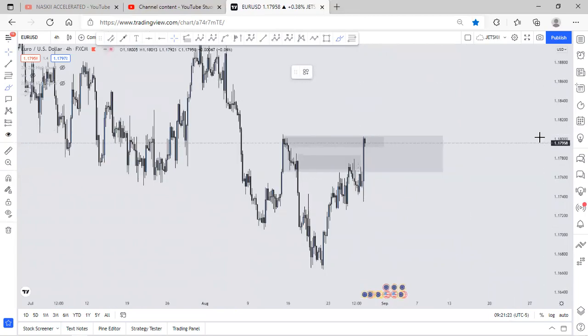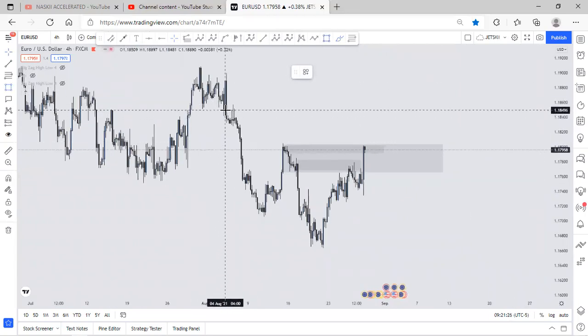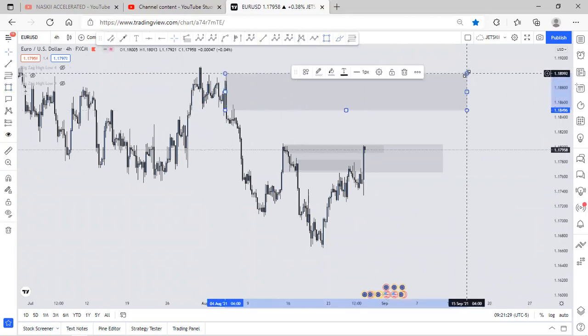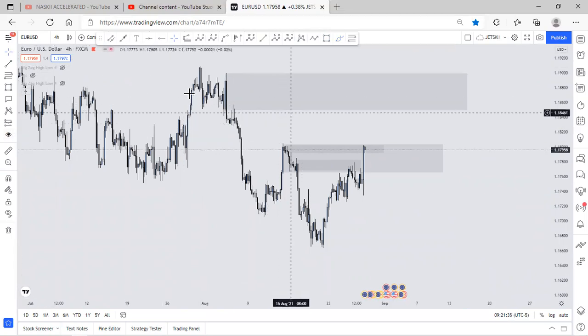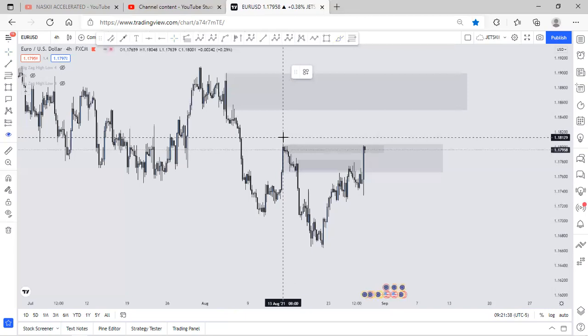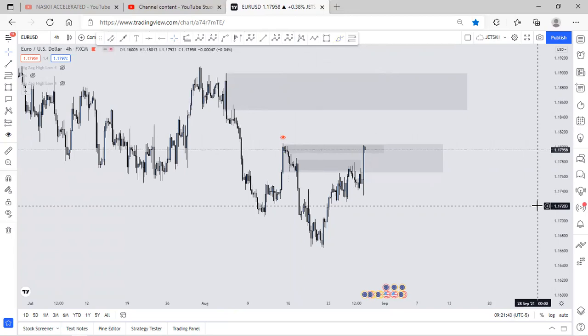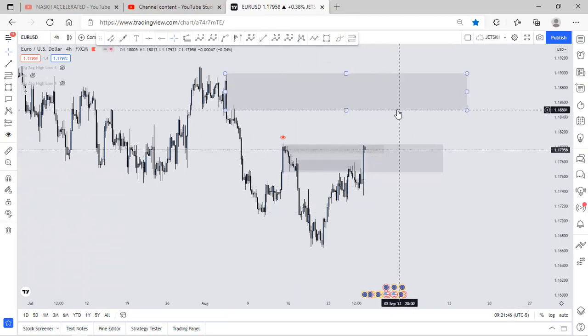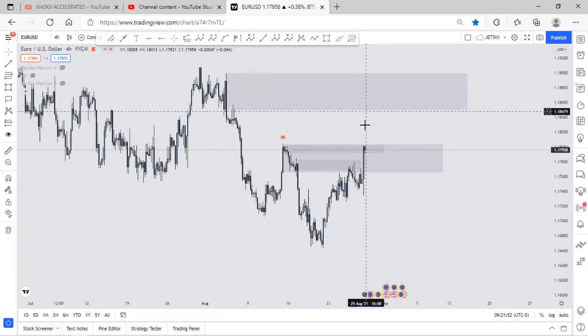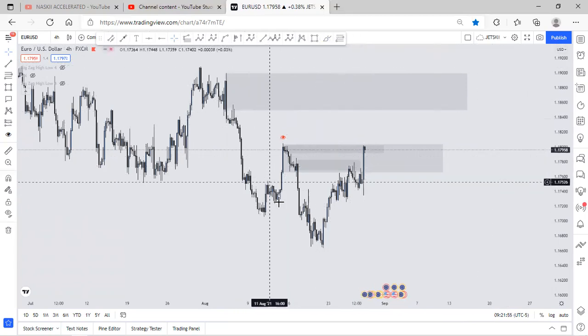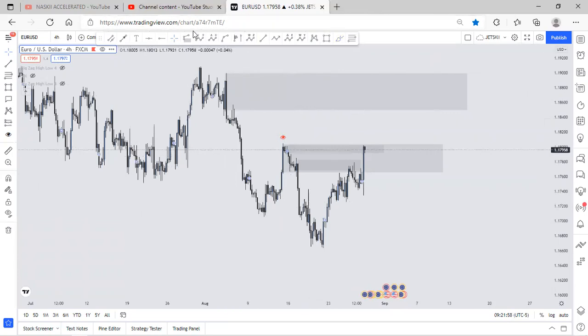What can I do from here? I could maybe use this zone as my buy stop liquidity. So I would want to see the market come and trade higher, because it's forming something like a double top at these areas.